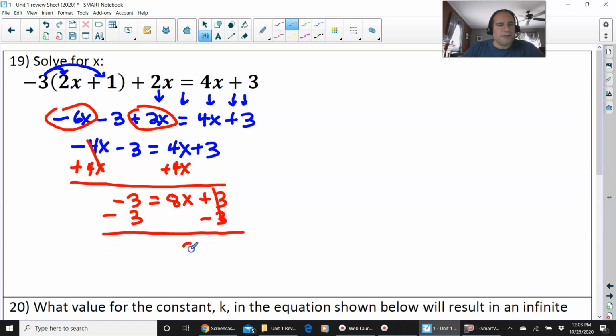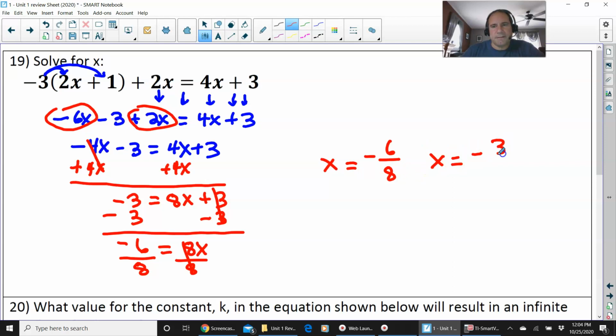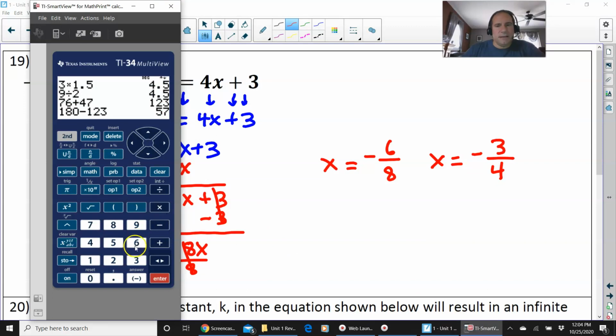This cancels. We have 8x equals -6. You keep on going. This is one solution. You could leave it as -6/8, which reduces to -3/4, or you could take a calculator and do -6 divided by 8 and see what you get. X equals -0.75.